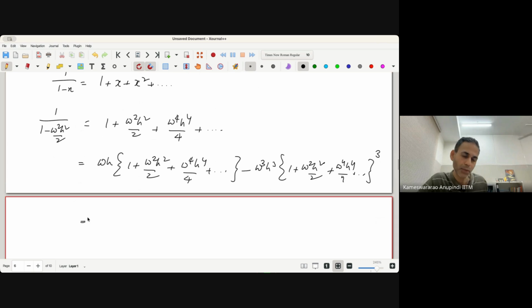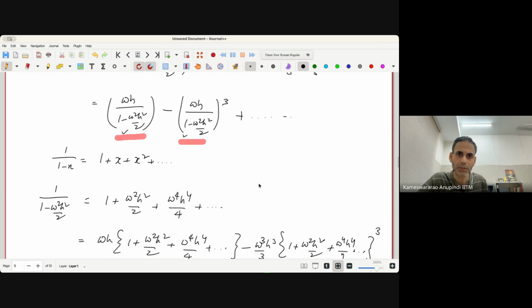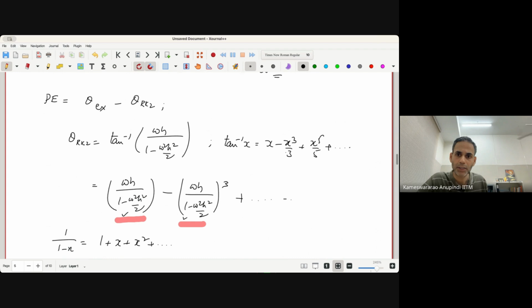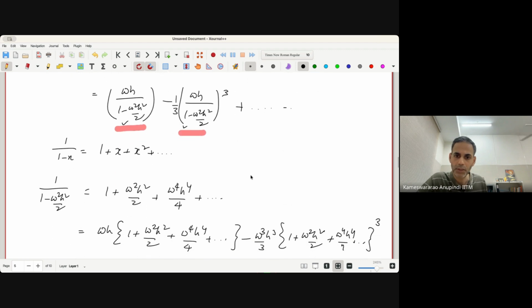So essentially, what does this mean? This is going to be omega h, and then divided by 3, right? Divided by 3 was also there, right? So this is x minus x cubed by 3. So there is a 1 by 3 here, okay? Plus 1 by 5 and so on. So there is a 3 here, okay?